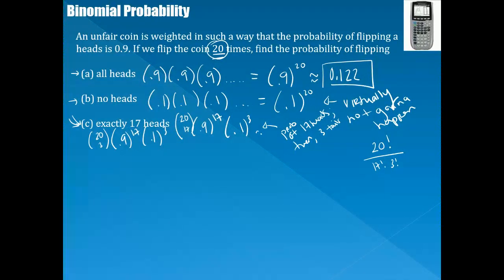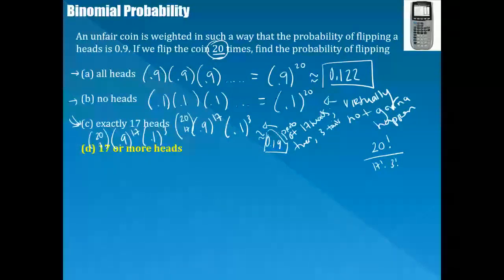This is approximately, if you did this in your calculator, approximately 0.19. Ooh, that's an interesting square. It's not a square. So what if I asked you this? 17 or more, right? So 17 or 18 or 19 or 20, right? This was exactly 17.